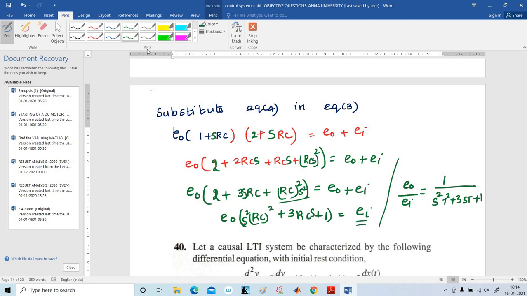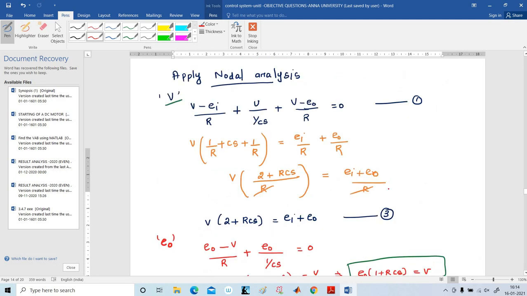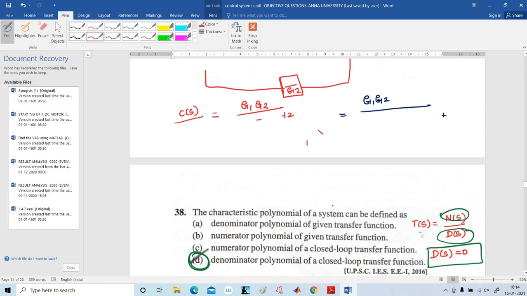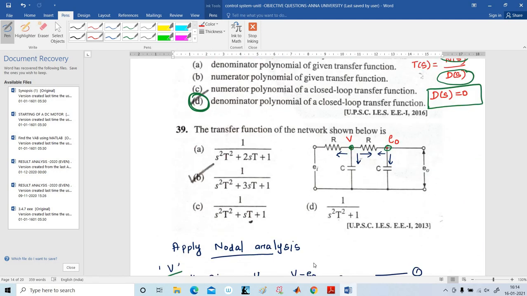Now what is RC? Tau is equal to RC. Tau is the time constant, so time constant equal to RC. So instead of RC you have to put tau. So S square into tau square plus 3s into tau plus 1. So this is the correct answer. So which option? That is this option number B. That is the correct answer.